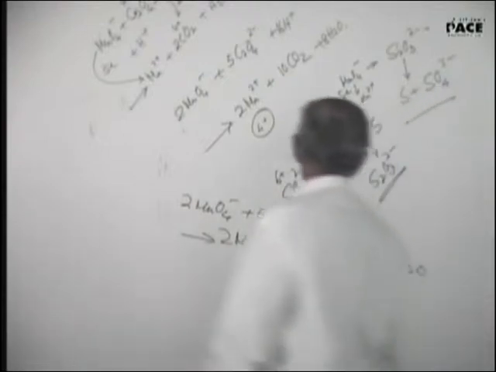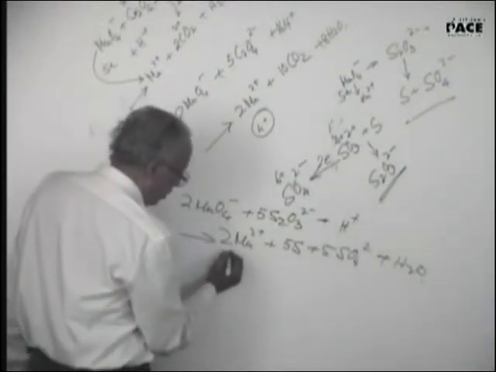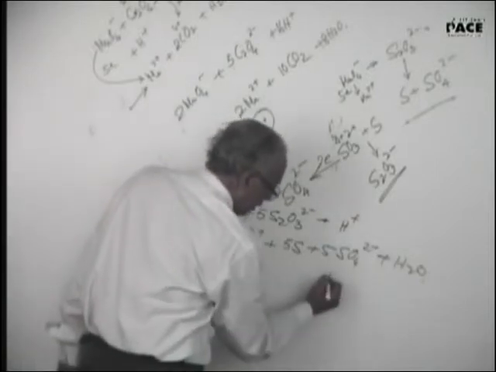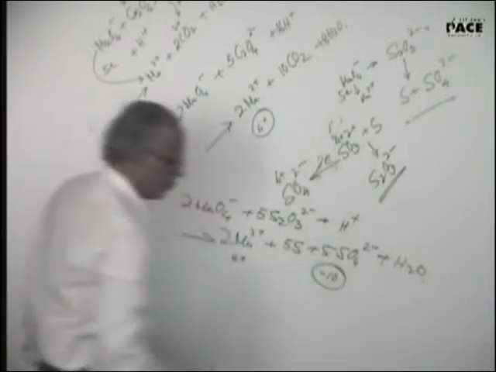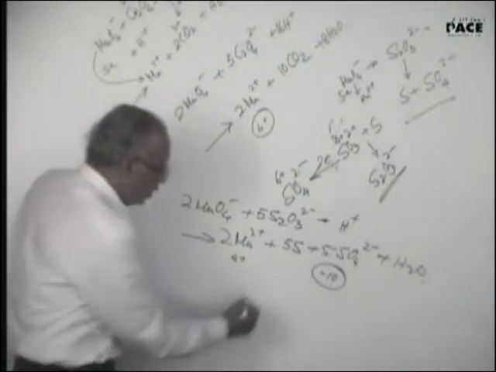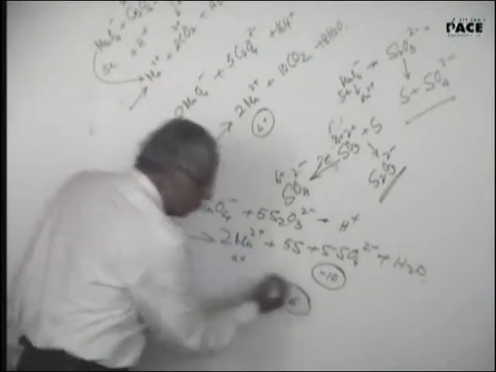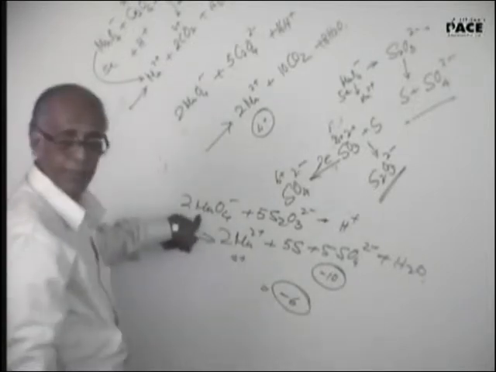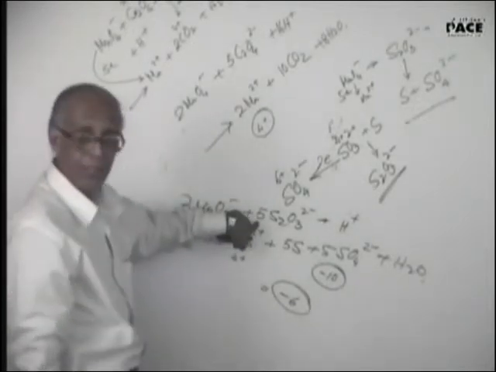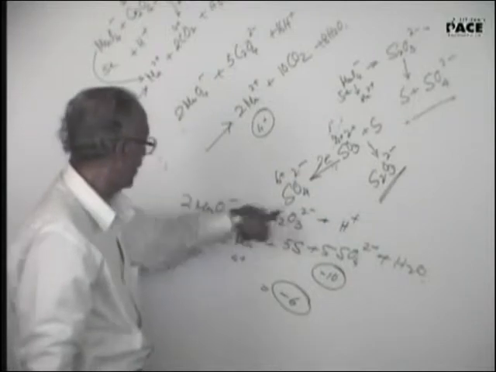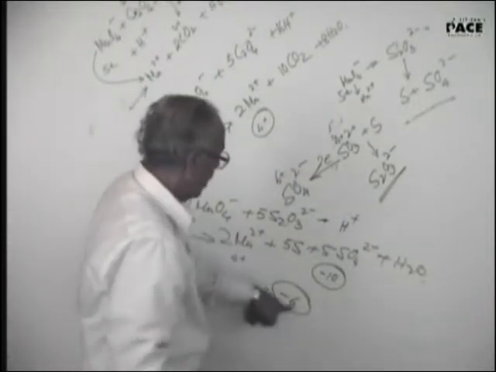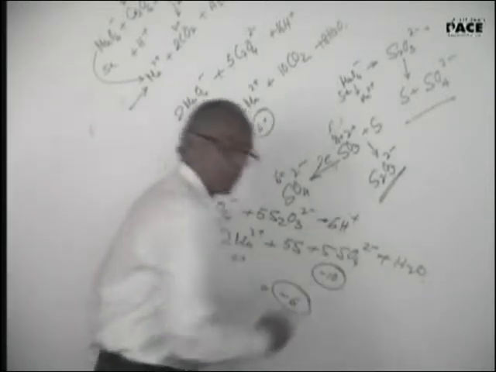So you have 4 positive charge here, you have 10 negative charge here. So what is the overall charge? -6. You have 2 negative charge here, plus 10 negative charge here. 5 into 2, 10 plus 2, 12. You have 12 H plus.